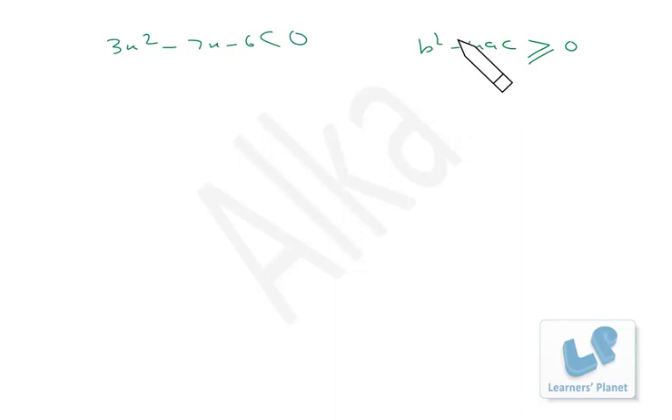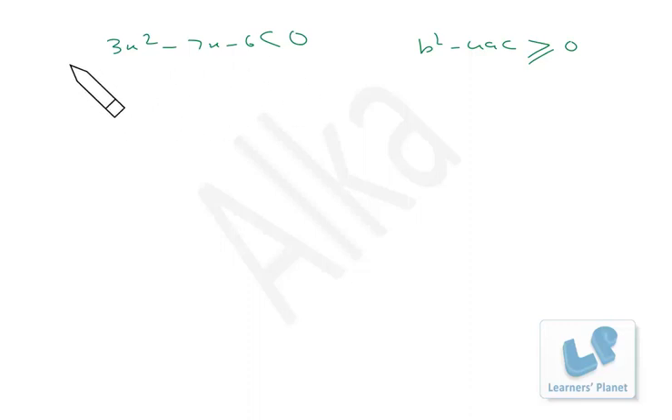Now suppose I have 3x square minus 7x minus 6, and I want this to be less than 0. Let's see, does it happen? Since here the constant term is negative, definitely the roots of this equation will be real, because b square minus 4ac should be definitely greater than or equal to 0, as it gets converted to positive. Since this is a parabola opening upwards, you can even get the minimum value of this expression. But we have to find the values of x for which this expression is less than 0, right?